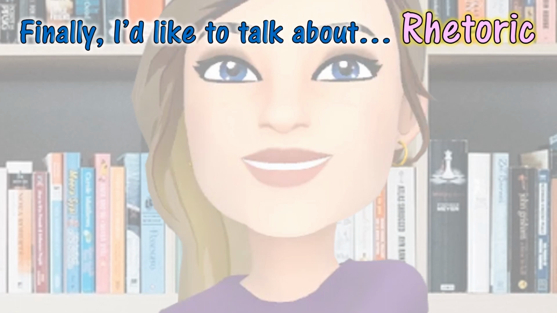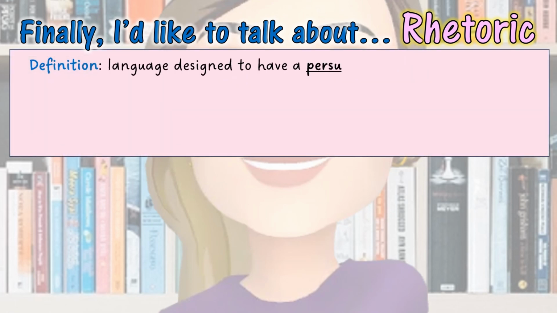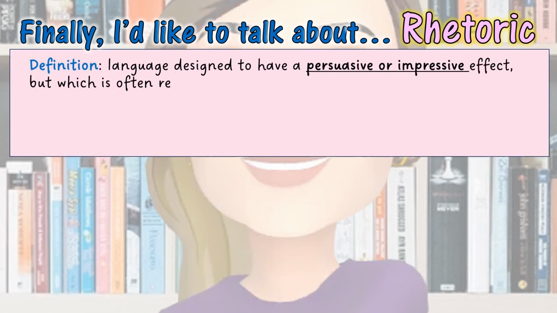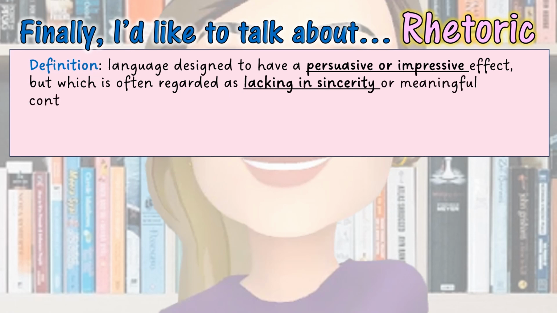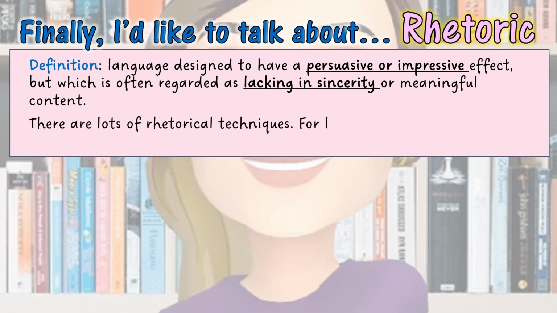Finally, I'd like to talk about rhetoric. A definition of rhetoric is language designed to have a persuasive or impressive effect, but which is often regarded as lacking in sincerity or meaningful content. This just means it's manipulative in its nature. There are lots of rhetorical techniques, but for level 2, you're expected to know about the following.